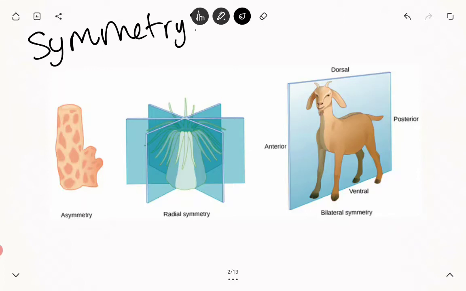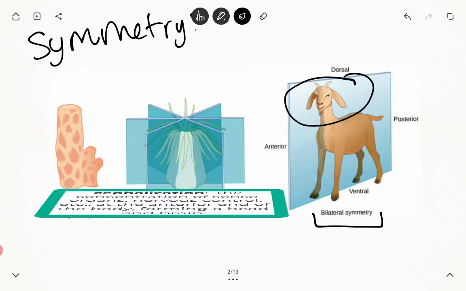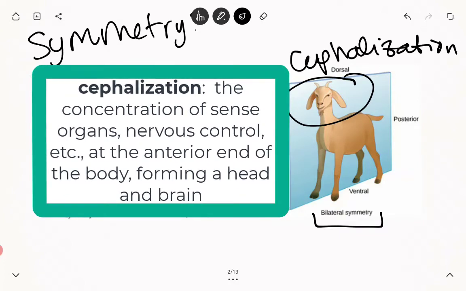And then the third major body plan or type of symmetry that we see is bilateral symmetry. So bilateral symmetry, we have one line of symmetry running from the anterior region to the posterior region, head to tail, if the organism has a tail, I guess. So it's going to be the same on the left and the right side. And this bilateral symmetry is associated with something that we call cephalization. Cephalization really just means a head.